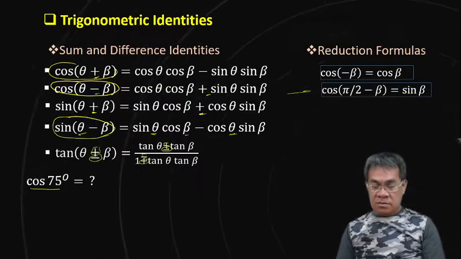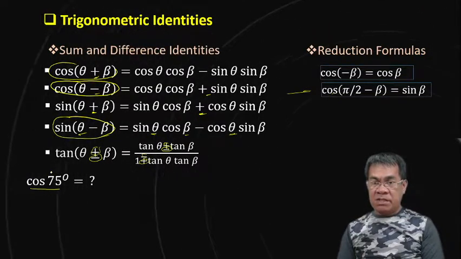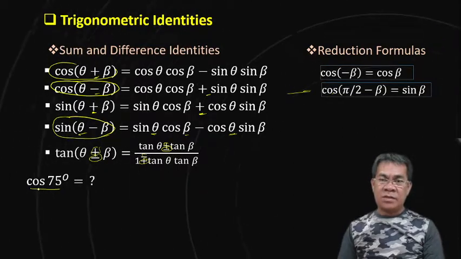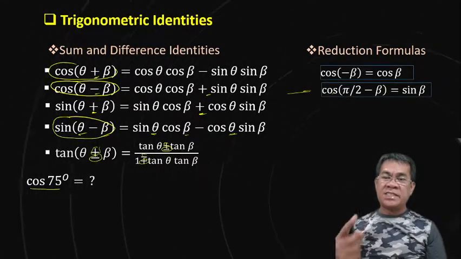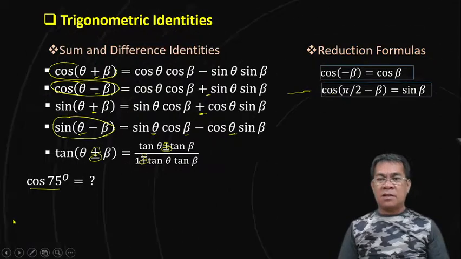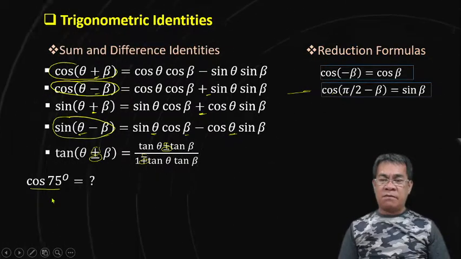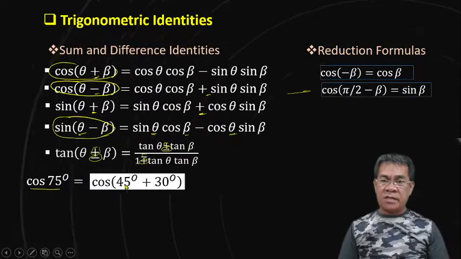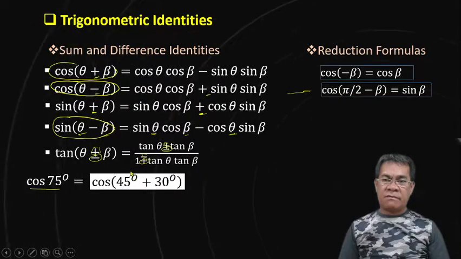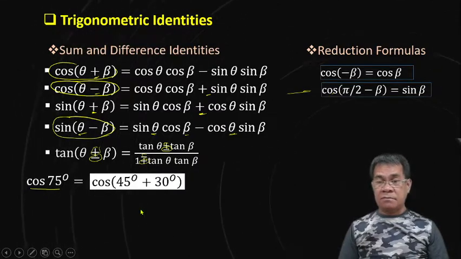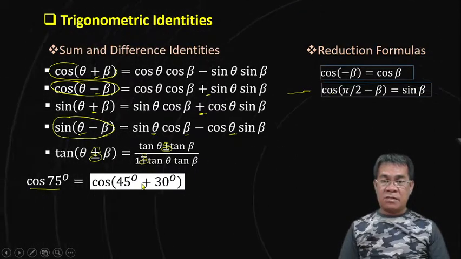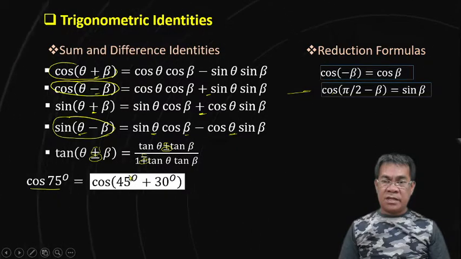Now, 75 degrees is not a special angle. So what will you do? The question is, find the exact value. How will you do it? Take note that 75 can be broken into what? 75 can be broken into 45 and 30. The 45 degrees is a special angle, and the 30 is also special. If you combine these two special angles, 45 plus 30 is equivalent to 75 degrees. So now we have special angles, but the problem is these are forming a sum.